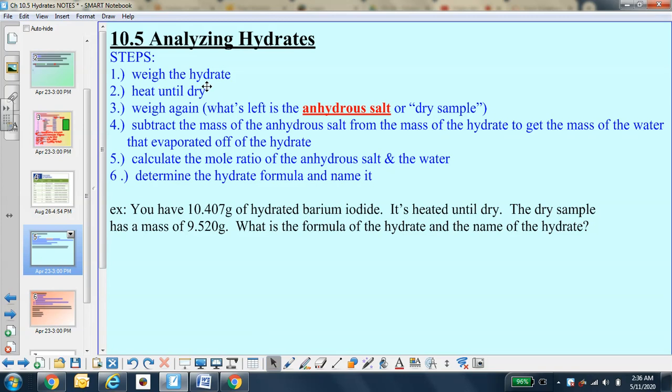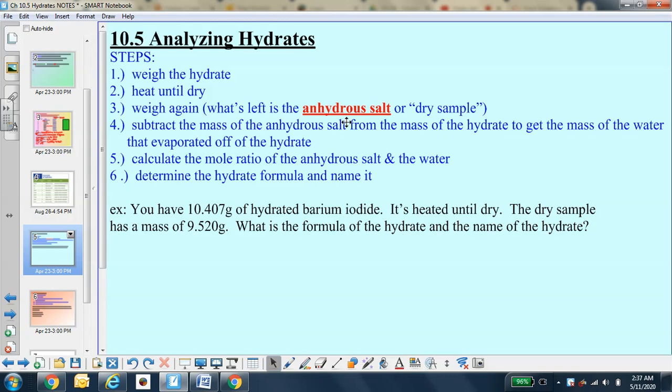So we would take a small sample of a particular hydrate, we would get the mass of it, we would heat it until it is completely dry, driving off all of the water molecules that are attached to it over a very high flame. We would get the mass of it again, and what would be left over would be called the anhydrous salt. Anhydrous meaning without water, and the ionic compound is a salt. There's many different kinds of salts other than table salt that we are so used to. That is often called the dry sample.